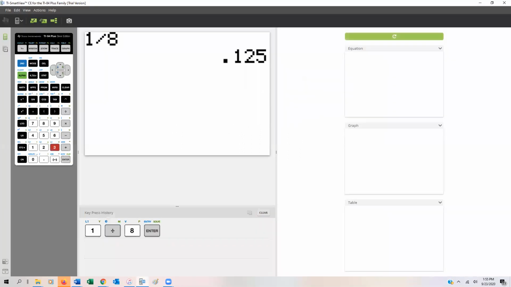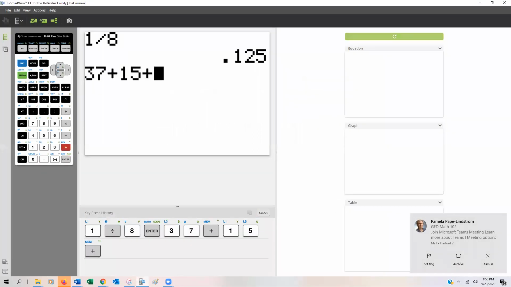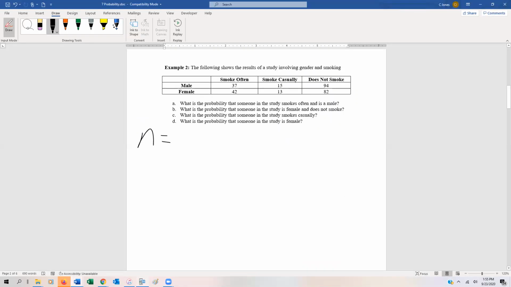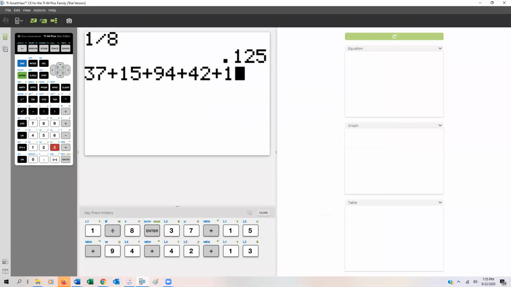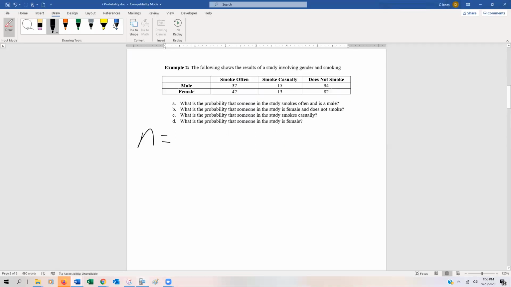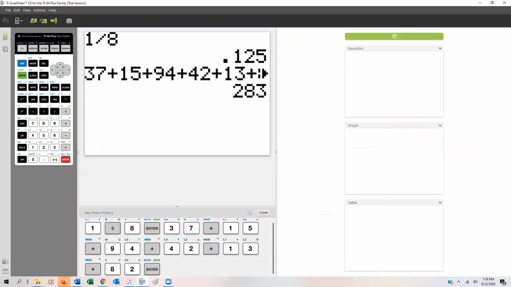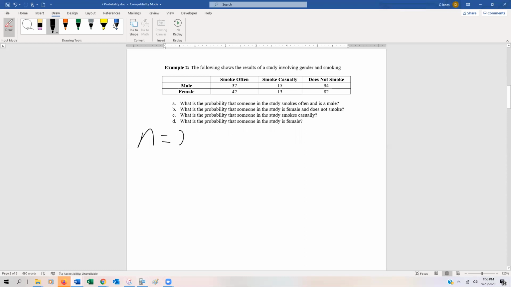So we're going to have 37 plus 15 plus 94 plus 42, 13, and 82. And that gives us 283. So n is going to be 283 for this problem.